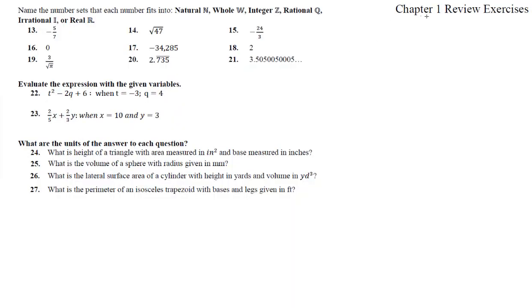Here we are in Chapter 1, Review Exercises with the solutions to number 13 through 27. Number 13, name the number sets that each number fits into. Natural numbers are 1, 2, 3, 4, and so on. Whole numbers include 0, 1, 2, 3, 4, and so on. Integers include all the negatives, -4, -3, -2, all the way up forever.